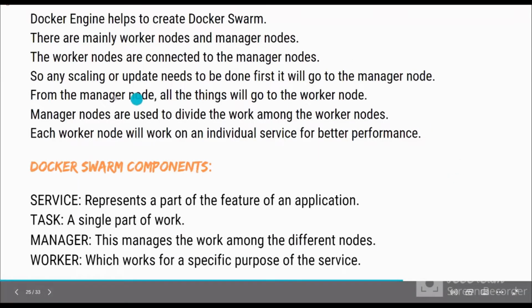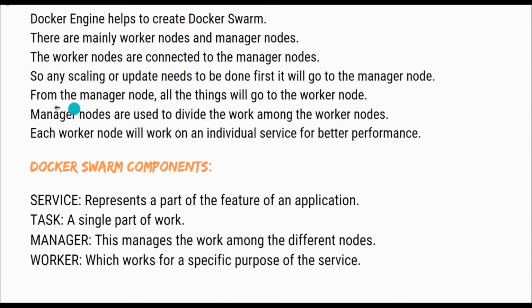Next, from the manager node, all the things will go to the worker node. First of all, everything will be going to the manager node only. From the manager node, it is going to distribute work to the worker nodes. A worker node consists of containers. Next, a container consists of images, where we are going to place our applications or microservices, whatever it can be.